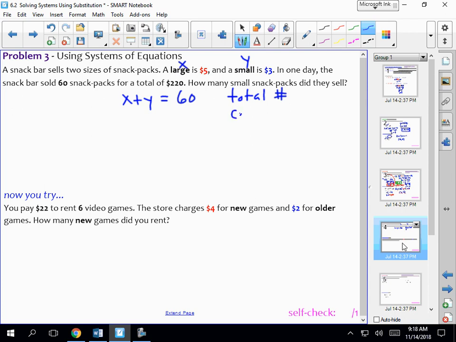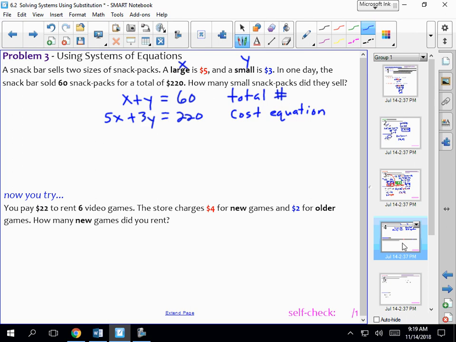And then there's going to be a cost equation or some kind of equation in which we apply some multiples of x and y. So if it costs $5 for a large, we'd have 5x plus $3 for a small, 3y, would equal 220. And so we end up with 2 equations that look like that. And we're kind of back where we were on problem 2. Right? I have 2 equations, 2 unknowns. I've got to decide on which equation to solve for x or for y. It's your choice.